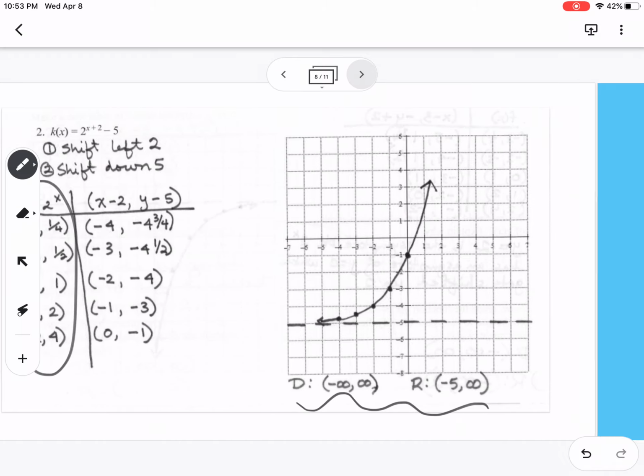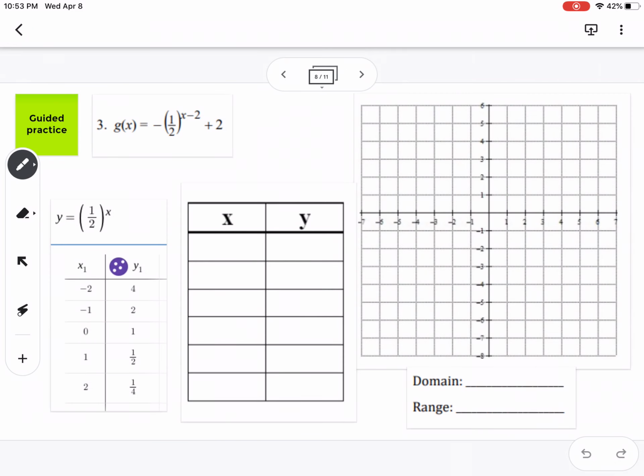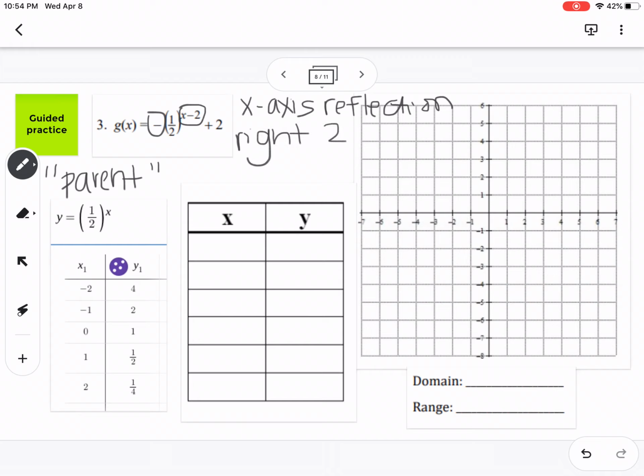Okay, all right, I'm going to do one example with a decay with the 1/2. So we're going to do the same exact thing, but now it's just with 1/2 to the x. And here's our parent function, which really isn't a parent, but you know, it's close enough. Okay, so we're going to figure out our transformations. So this negative in front, that's x-axis reflection. And x - 2, that means we're shifted to the right. So right 2, and then the +2, we're going up 2.